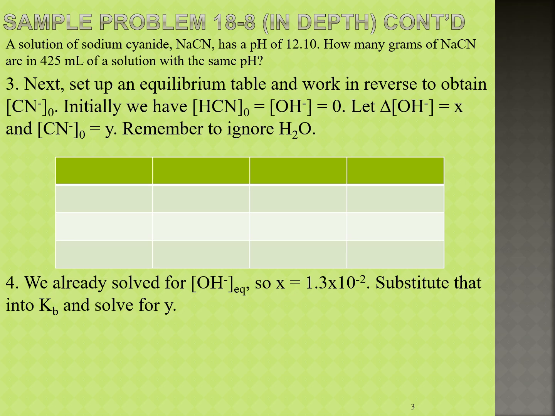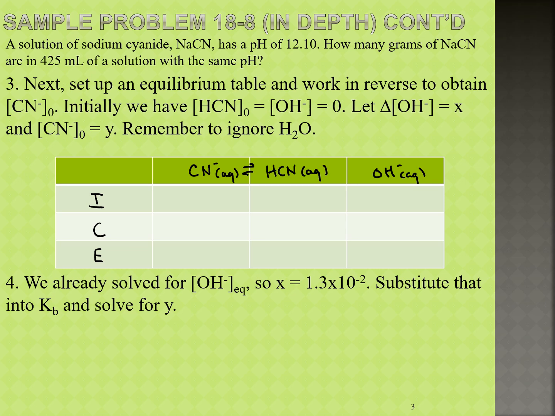Well, it says that we're going to set up an ICE table, and we're going to work in reverse to find our initial concentration of our cyanide anion. So again, when I set up an ICE table, I like to put ICE over here on the left, and then I like to write out my equation. So I have my cyanide plus water. I don't care about the water, so I'm just going to leave it out, in equilibrium with our HCN and our OH.